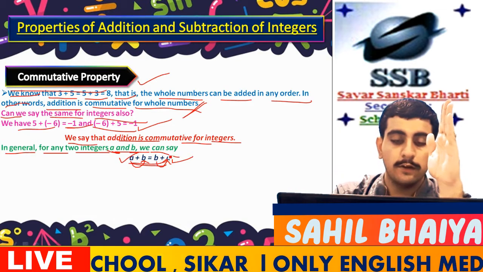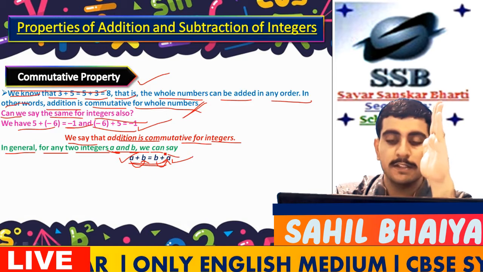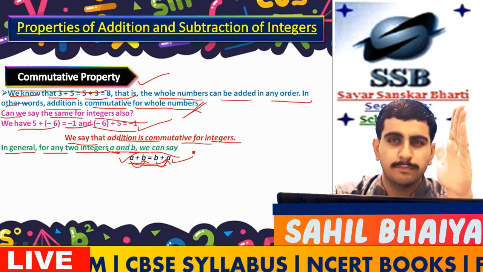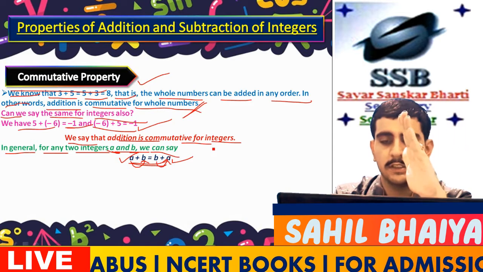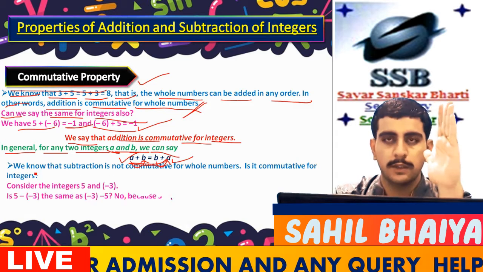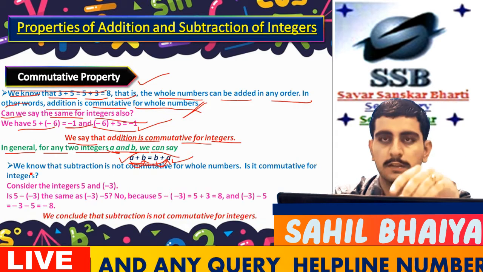Now, what you have to do? We know that subtraction is not commutative for whole numbers. As we all know, the commutative property is shown by whole numbers in the case of addition, but when we go to subtraction, the property is not shown. Is this the same for integers?